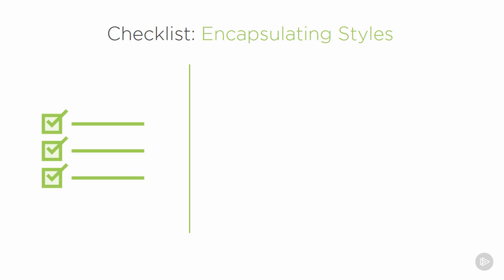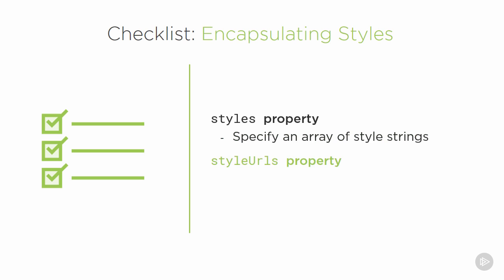We can encapsulate the styles for our component in the component itself. That way, the styles required for the component are associated with the component alone and don't leak into any other parts of the application. Use the styles property of the component decorator to specify the template styles as an array of strings. Use the styleUrls property of the component decorator to identify an array of external stylesheet paths. The specified styles are then encapsulated in the component.